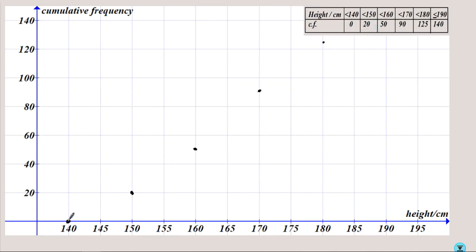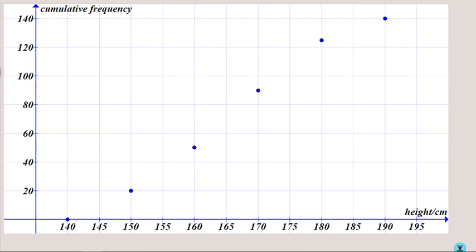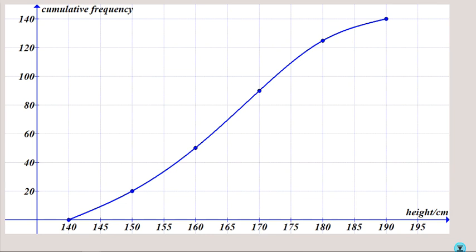If they are all at the end of the interval, then they'll probably be like that. If they are at the beginning, the curve will be like that. But since we don't know how the people are distributed in the interval, what we do is just connect those points with a smooth curve. And we get those points, and then we connect them with the curve, and this is what is called a cumulative frequency curve.